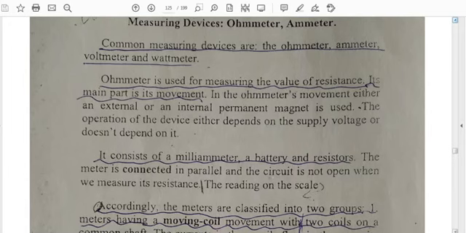The meter is connected in parallel and the circuit isn't open when we measure its resistance. The reading on the scale indicates the value.